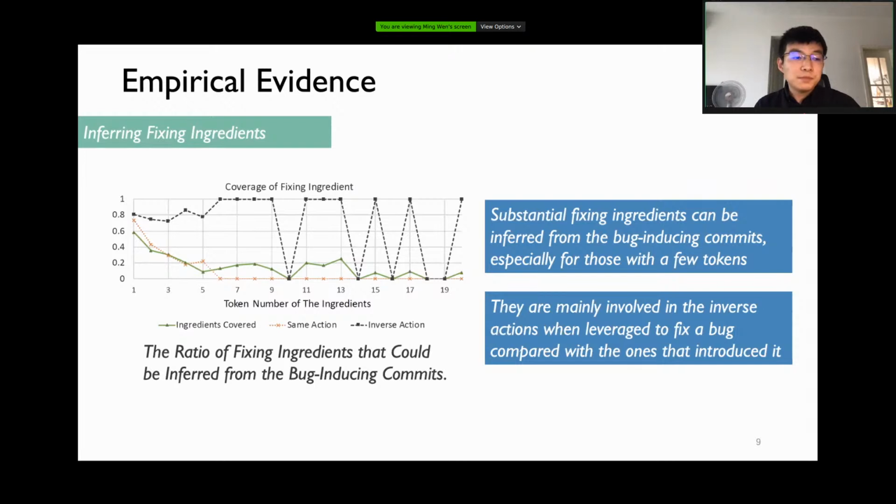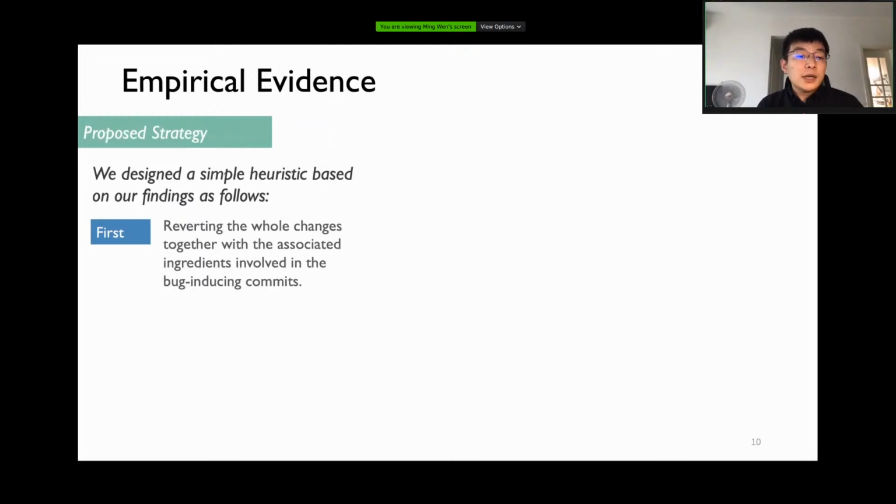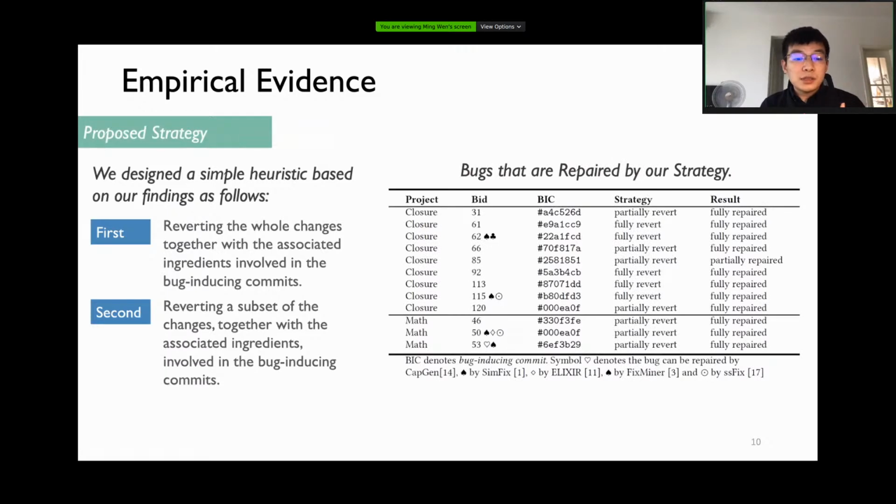So based on these observations, we propose a simple heuristic. First, we try to revert the whole changes together with the associated ingredients involved in the inducing commits. If we cannot repair the bug, we then try to search for a subset of the changes together with the associated ingredients, and then try to revert that part of the patch. And here we show some results.